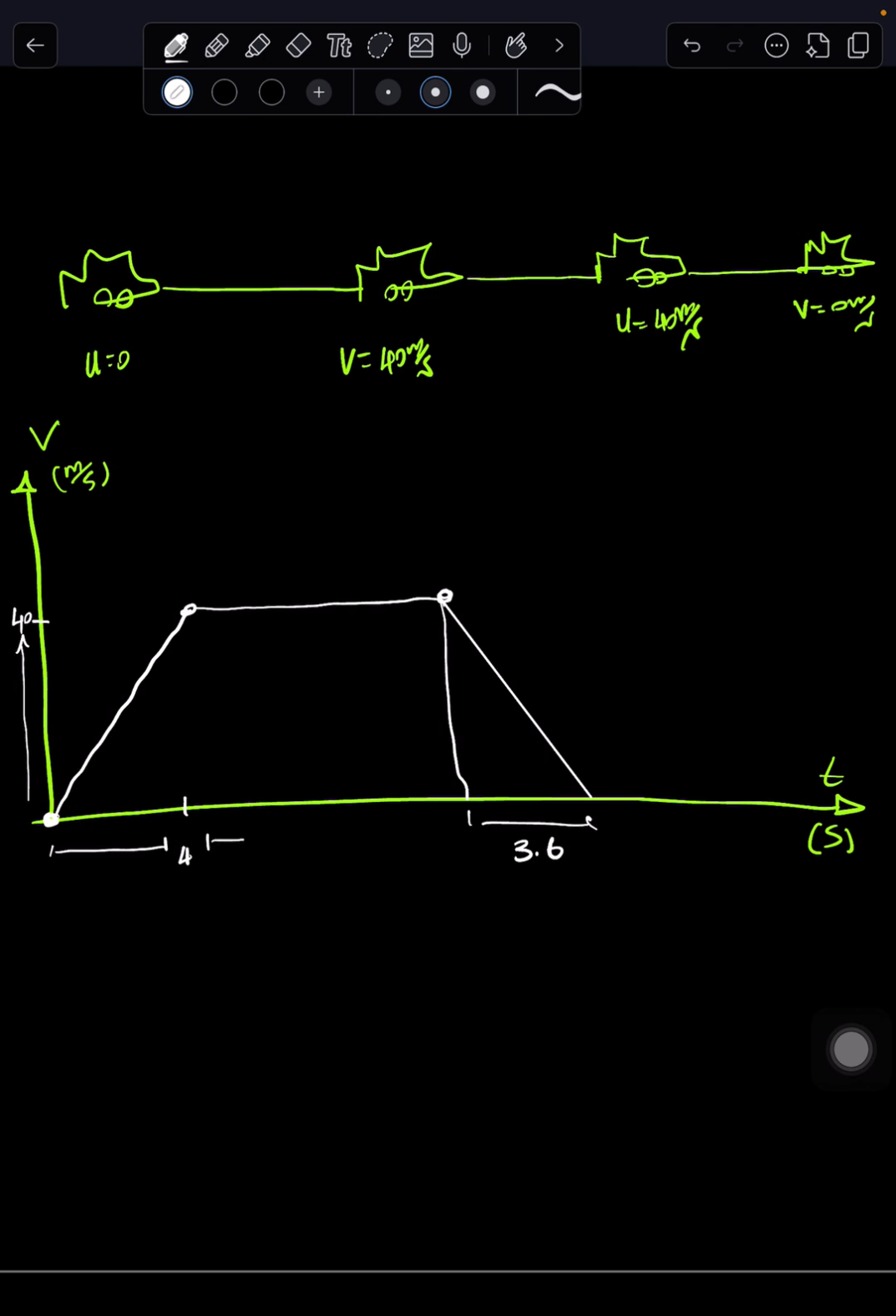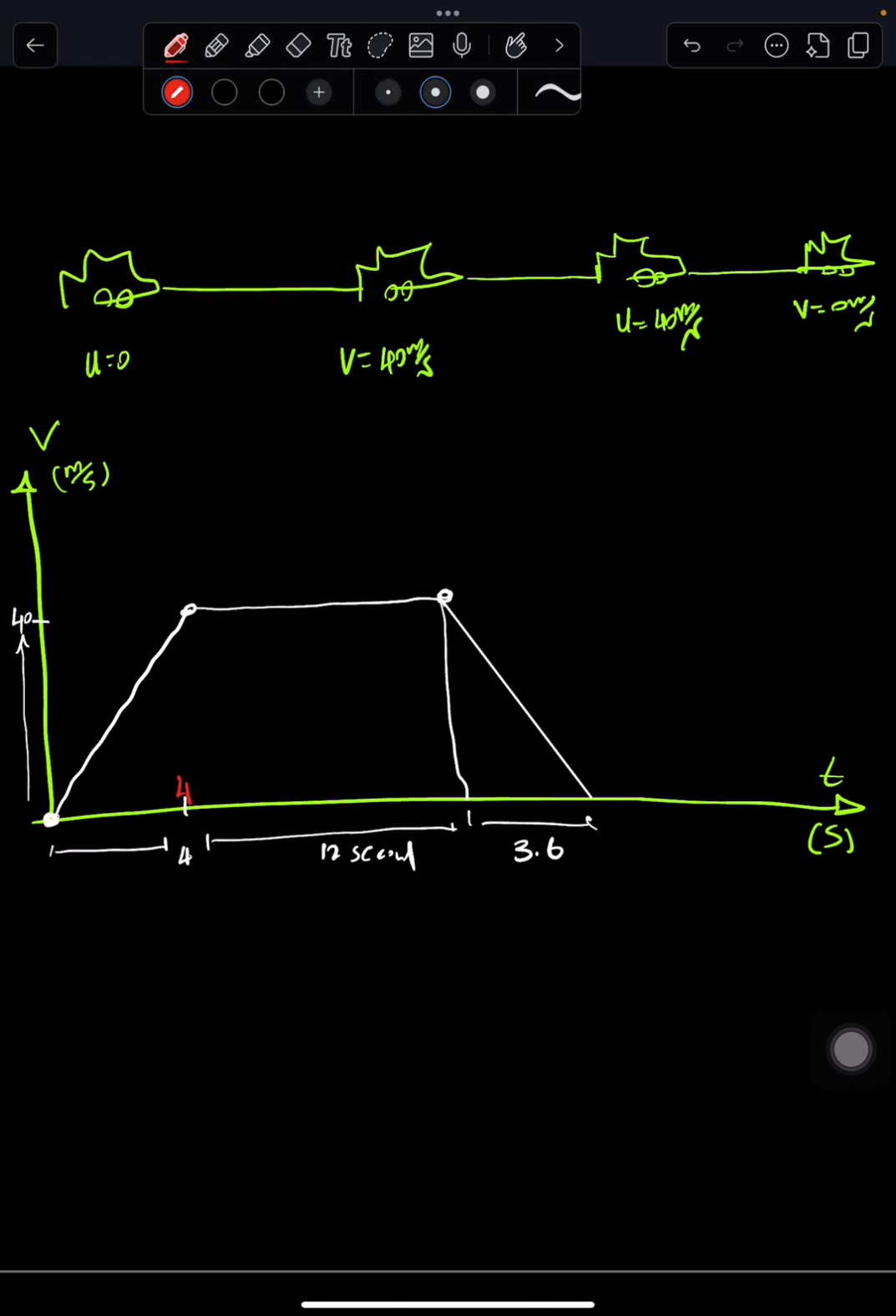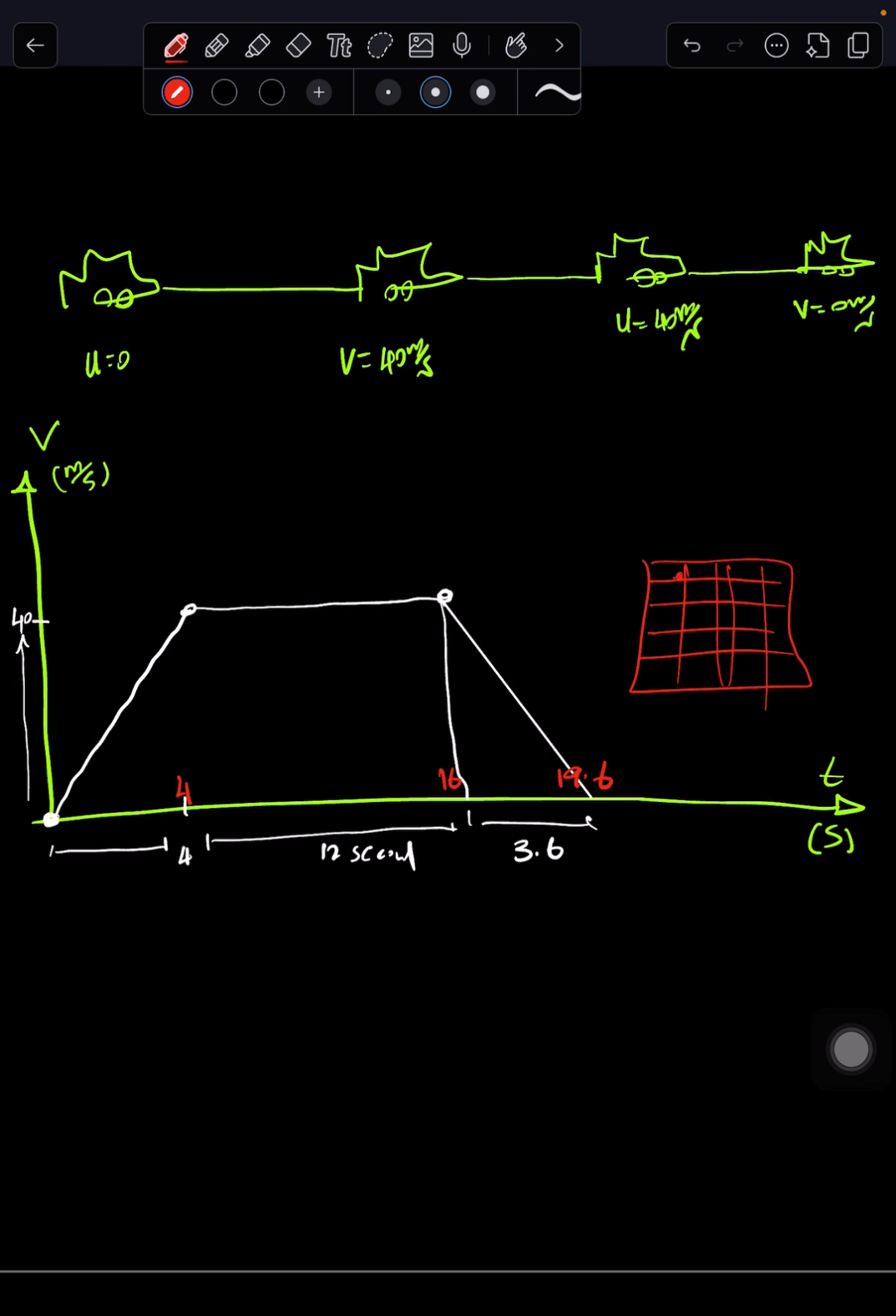So to accelerate from 0 to 40, our initial assumption is 4 seconds. Then the driver maintains its speed for a long time, and let's say this is about 12 seconds. In the question you're going to be provided with a graph, and the graph should show something like 4 here, 4 plus 12, that's 16, and here it should be 19.6. You should be able to read your graph, which is going to be sketched on grid paper, so you should know how many fractions of a second each square is equivalent to, and by then you can read your time intervals.